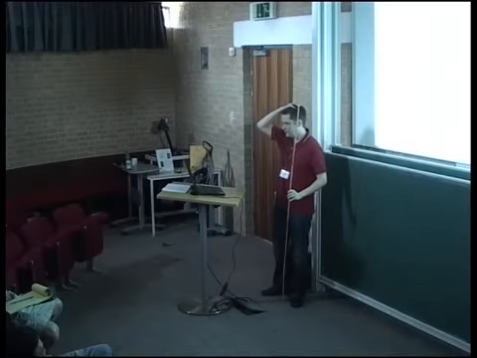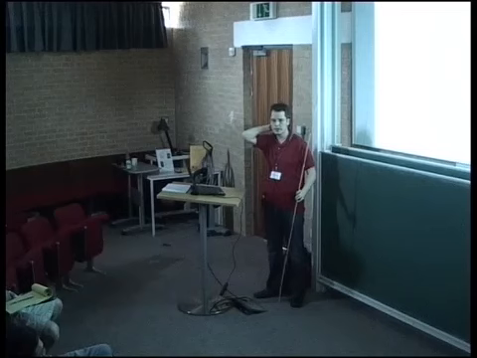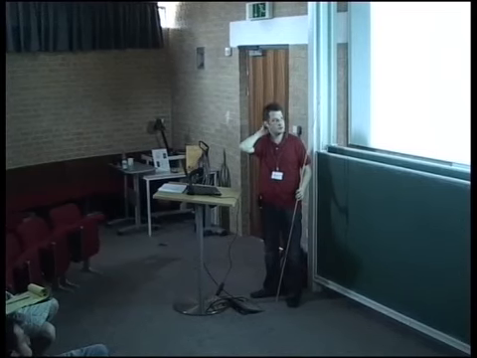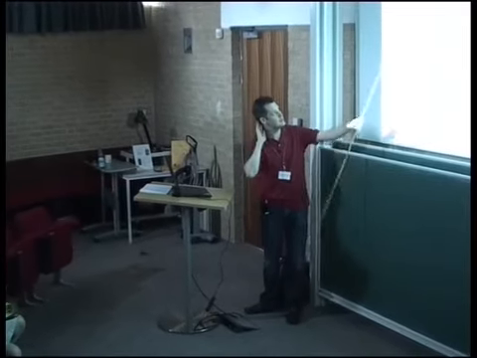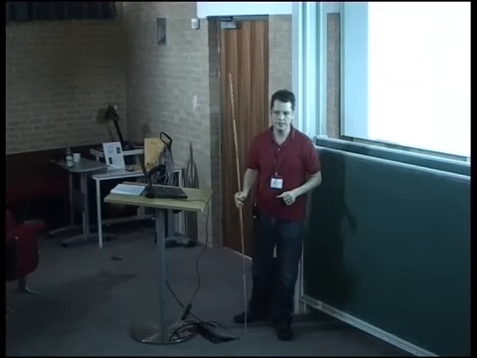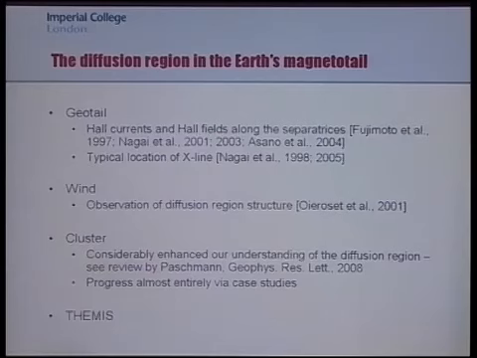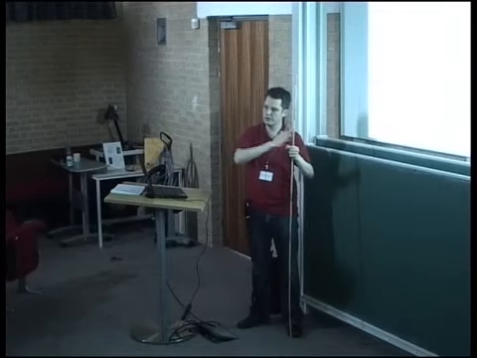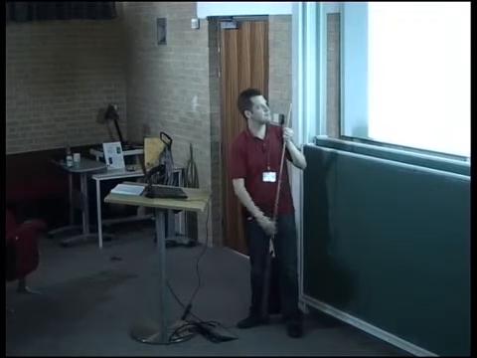So what do we know about the diffusion region in the Earth's magnetotail? It's only in the last 13 years that we've actually made the observations. And it started in the late 90s with data from Geotail, and Nagai, Fujimoto, Asano, who demonstrated the existence of Hall currents around the separatrices, and they would see a flow reversal going from one side of an X line to another.